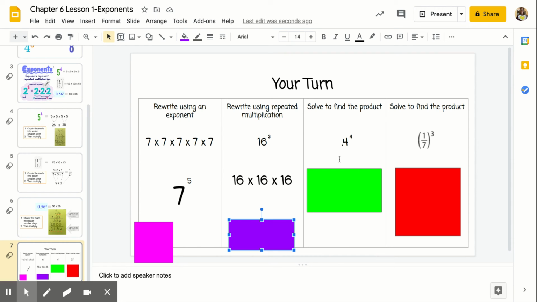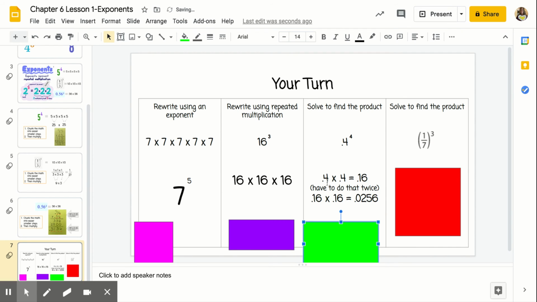Now here, you're searching for the value of this expression. So that would be 0.4 times itself 4 times. And what I ended up doing is I took 2 of those and got 0.16, and then I multiplied 0.16 times 0.16, and I noticed 4 digits to the right of the decimal point in my problem, I definitely have to have 4 digits to the right of the decimal point in my answer. So this is what you should have gotten if you multiplied 0.4 times 0.4 times 0.4 times 0.4.